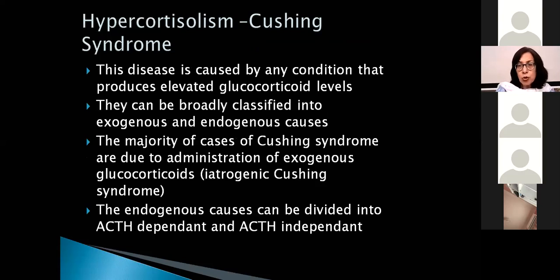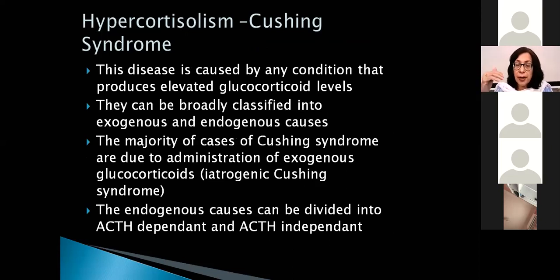Now we come to Cushing syndrome. This disease is caused by any condition that produces elevated glucocorticoid levels. It can be broadly classified into exogenous and endogenous causes. Most of the cases of Cushing syndrome are due to administration of exogenous glucocorticoids.